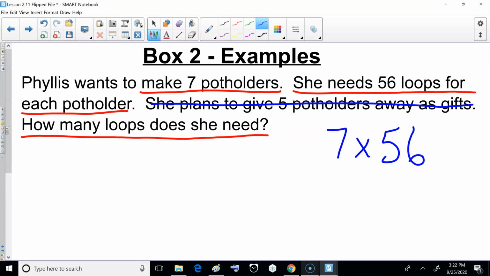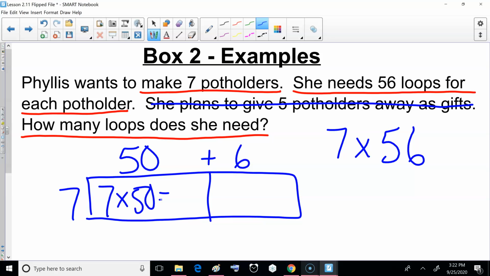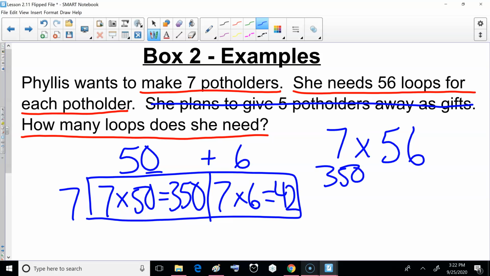So we can, for old time's sake, we'll throw it in the area model. So we're going to put 7 right here. We're going to break up 56 into 50 plus 6. So 7 times 50 and 7 times 6. We'll start with our 1s. 7 times 6 is 42. 7 times 50, or 5 tens, would be 35 tens. Since there's a 0 in the 1s, there'd be a 0 in the 1s here. I'm going to add up those numbers, 350 plus 42. And I'm going to get an answer of 392.